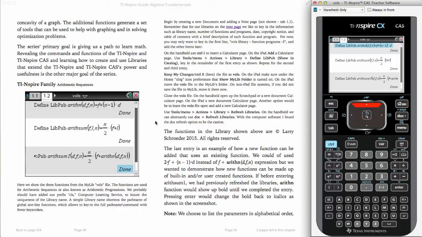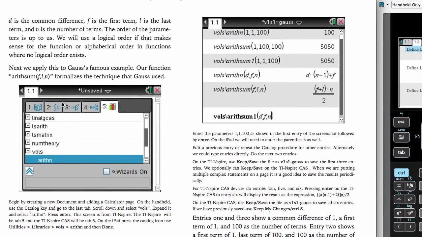Then, once we have these functions added to our library, we can use these functions. So if I go to the catalog and call up these functions, I can call up the arithmetic and function. I can call up the arithmetic sum function. I can call up the arithmetic sum 1 function. And when I'm on the CAS model, I can put in the parameters that I used to create it to come back up with the formulas. Or if I'm on either the numeric calculator or the CAS calculator numerical models, I can put in the parameters and come up with the answers.